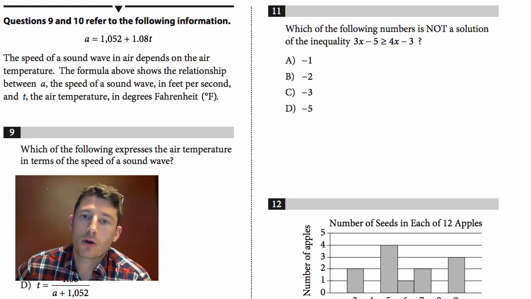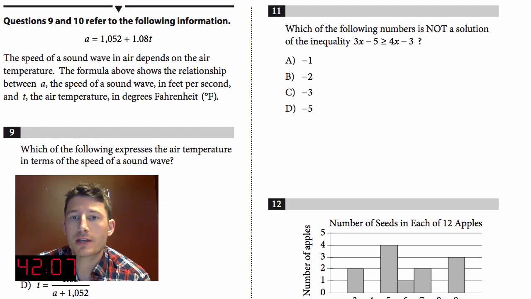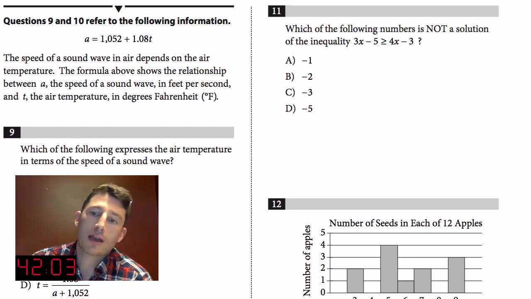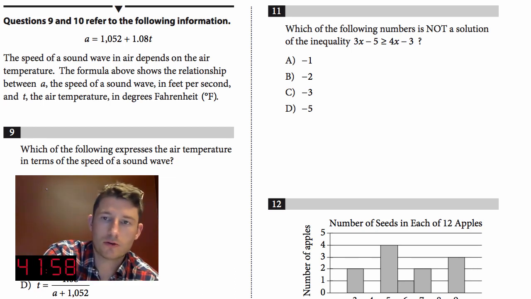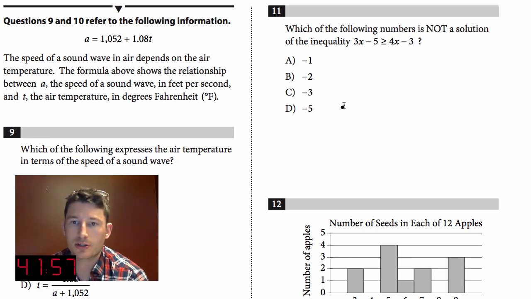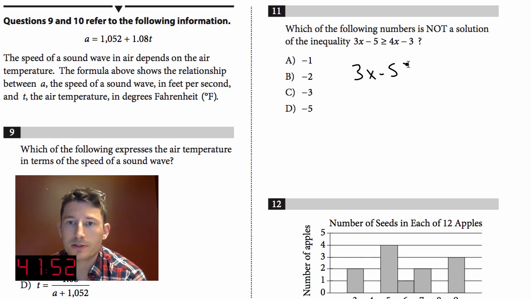We're at number 11, and this one says, which of the following numbers is not a solution of the inequality 3x minus 5 is greater than or equal to 4x minus 3? So all I'm going to do is treat this like an equation and solve it. I like to write it again just so I have it for myself.